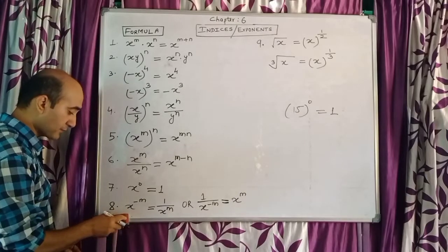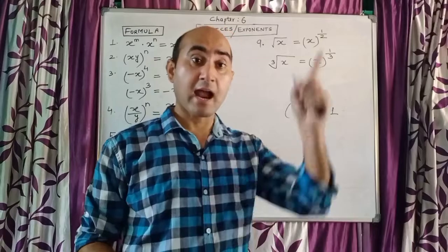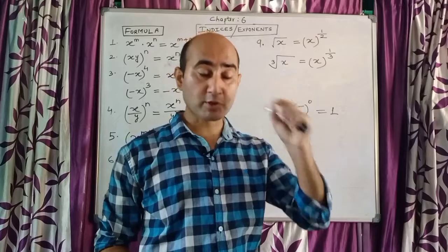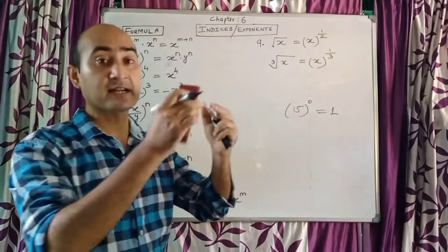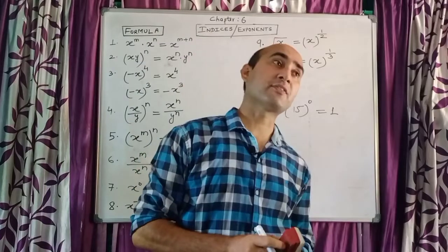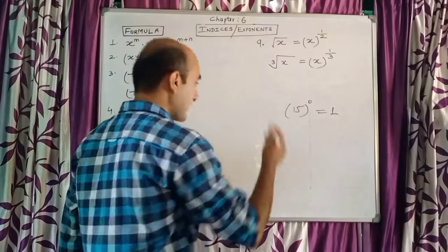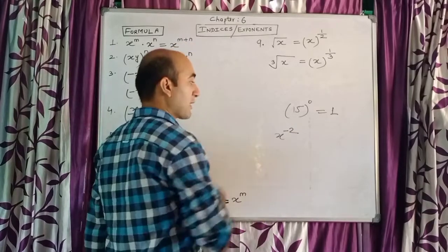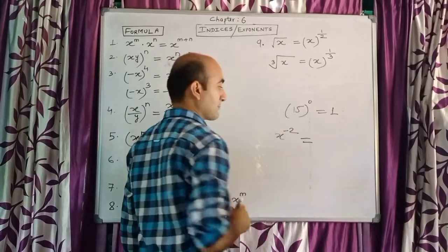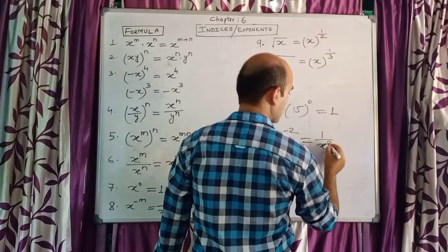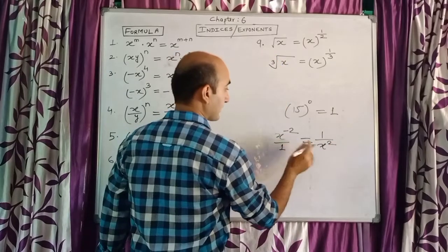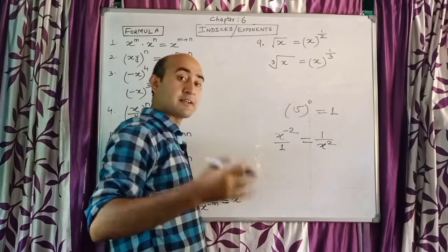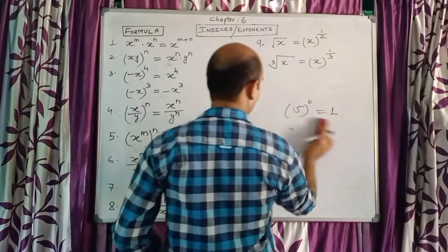That means if the power is negative in the numerator, to make it a positive power you bring that number to the denominator and then your power becomes positive. For example, I have x to the power minus 2 and I want to make it a positive power. Then you can write 1 by x squared. Below this there is 1, take this 1 to the top, bring this x here, and this minus will become plus, so it becomes plus 2. So this is very important.